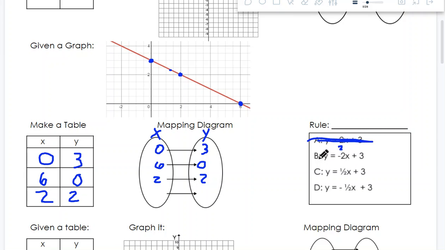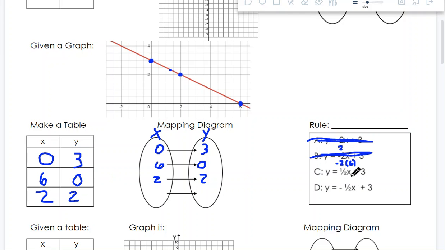So let's plug in the next one, B. So 0, negative 2 times 0 is 0. 0 plus 3 would be 3. That works. So now I can plug in my 6. Negative 2 times 6 would be negative 12. Negative 12 plus 3 will give me negative 9. Doesn't match my answer. No good.